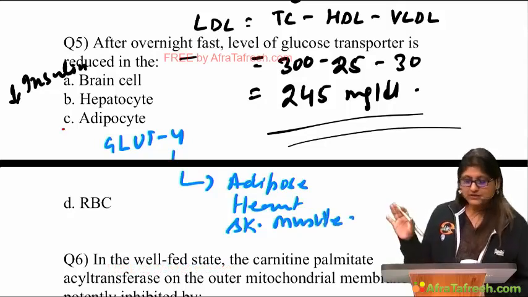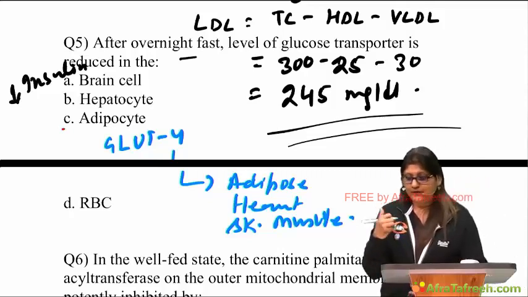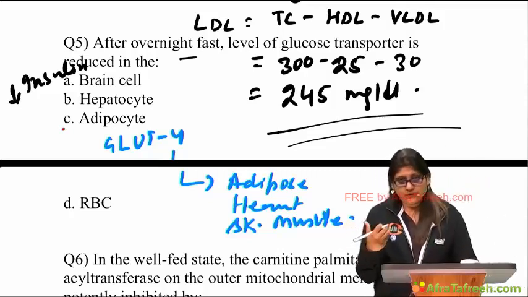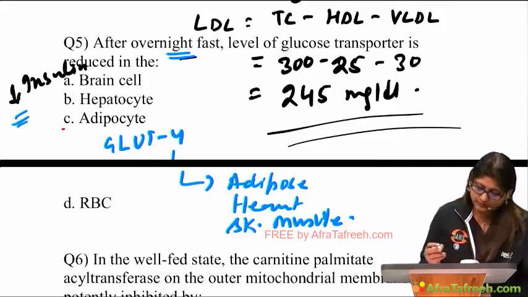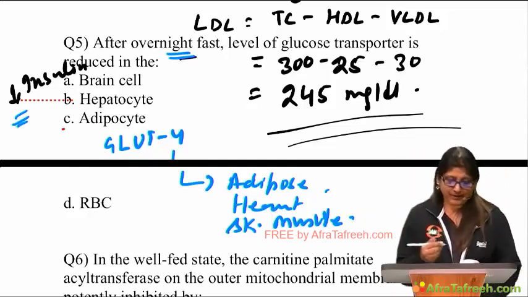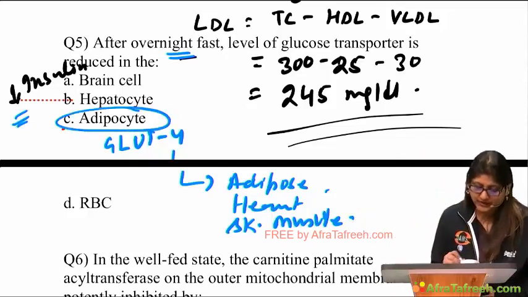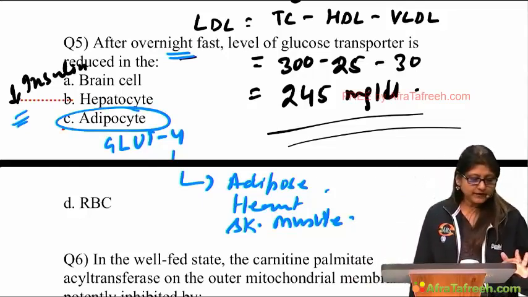So 3 places you have GLUT4, which is insulin dependent. So these 3 organs will not be able to take the glucose whenever insulin level is low. So after overnight fast, the level of insulin is low, and adipose, heart and skeletal muscle will not be able to take the glucose from the blood. So answer over here is going to be adipocyte. Adipocyte. Very good, very good, very good.